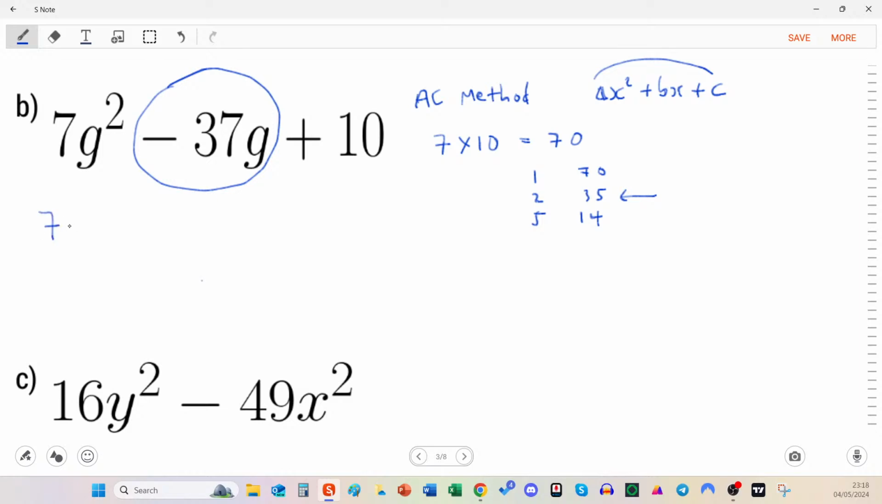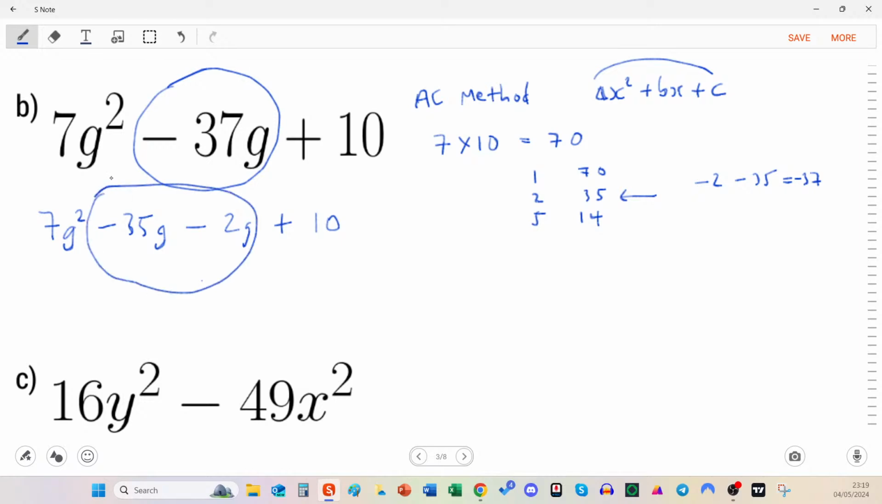So 7g squared. How do we get to minus 37 using 35 and 2? We're going to take them both away. They're both negative. So just to prove that, negative 2, negative 35 equals negative 37. So we can replace it with negative 35g, negative 2g, plus 10. And now you'll see that I'll circle the two things that are the same. We just replace it. We write it in a different way.